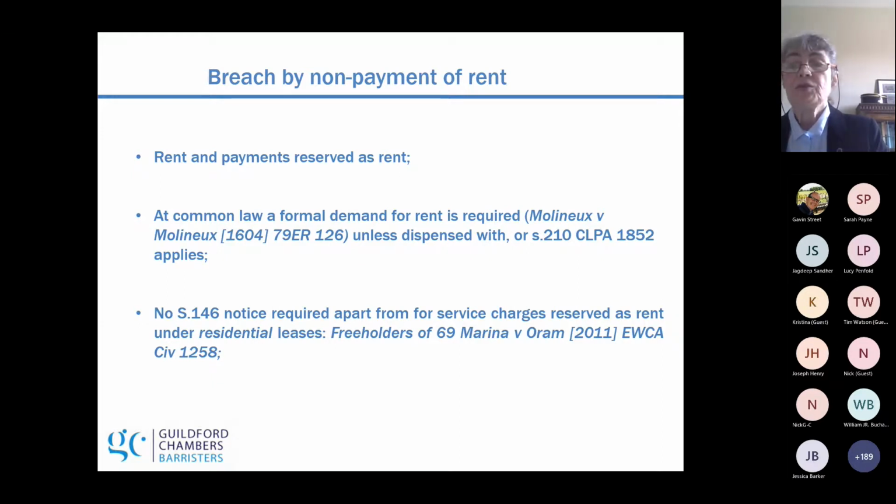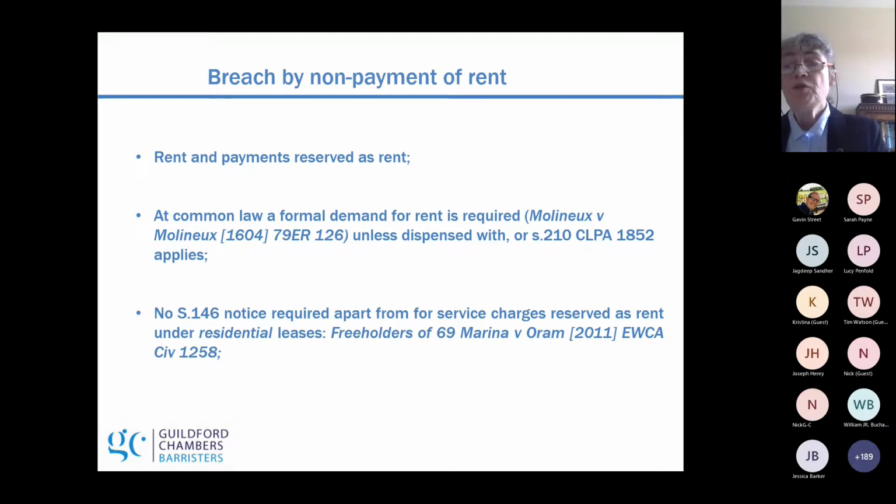The exception to needing to make a formal demand is if Section 210 of the Common Law Procedure Act 1852 applies. That is where the landlord has a right to enter for non-payment, the rent is at least half a year in arrears, and either CRAR, commercial rent arrears recovery, is not available, or there are insufficient goods on the premises to enable CRAR to be used.